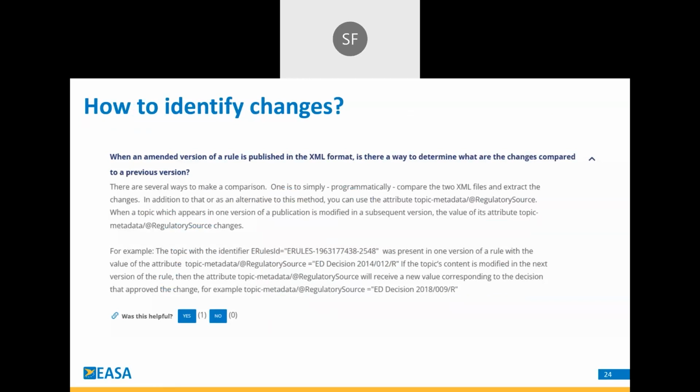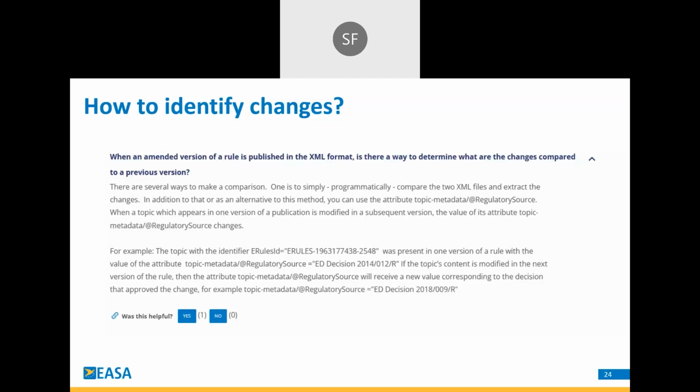The eRules ID, this unique identifier of a particular topic, when you match this with the regulatory source metadata field, then the rule is: if you have an eRules ID that is also present in the next publication, and the regulatory source has a different value in this publication than in the previous release, then you have a changed topic.